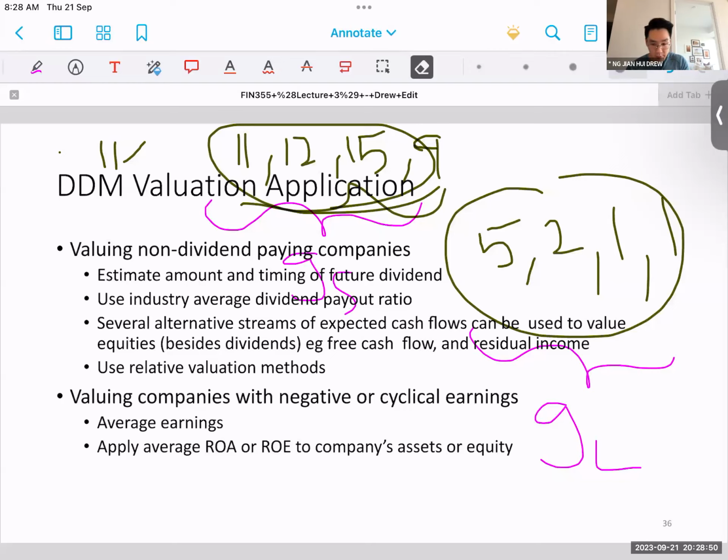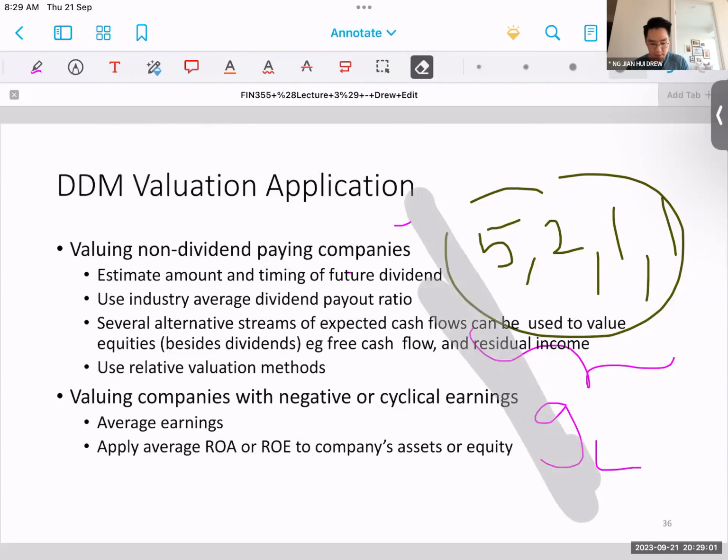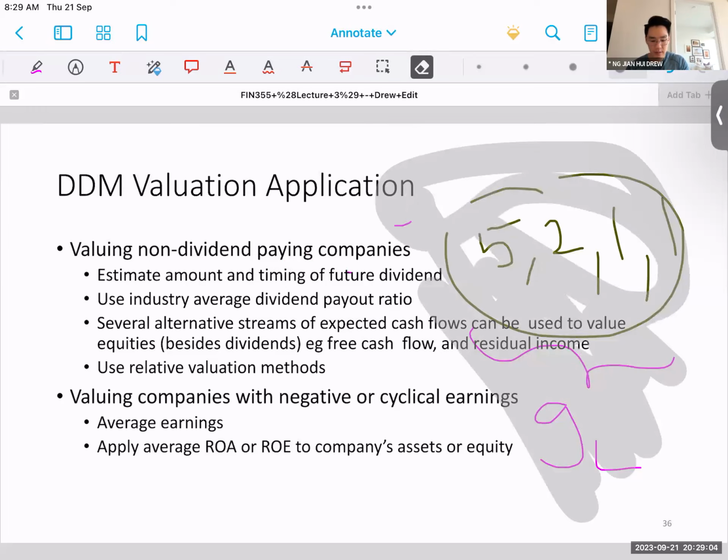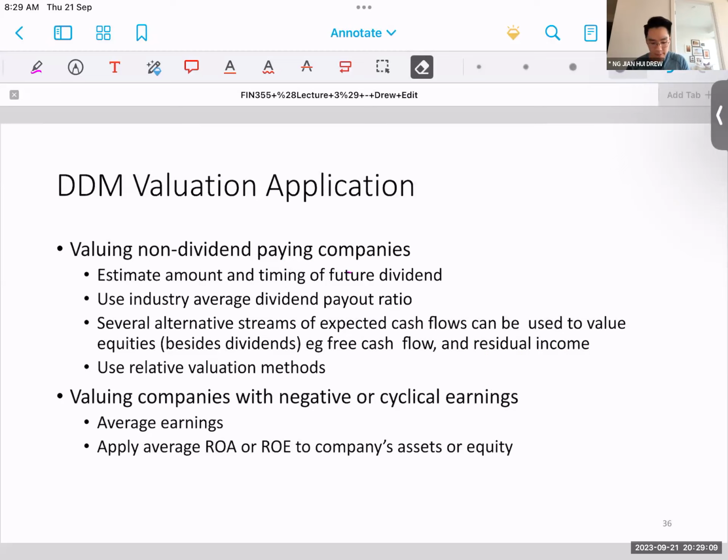Earnings. Okay, let me just erase this. I think there is a question on earnings. Okay, so when we think about earnings, we can see the profitability. So we are talking more of the net income level. Yeah, we will refer more to net income.